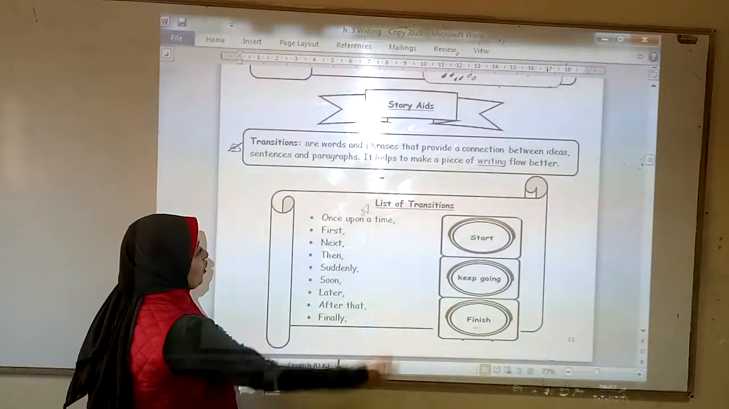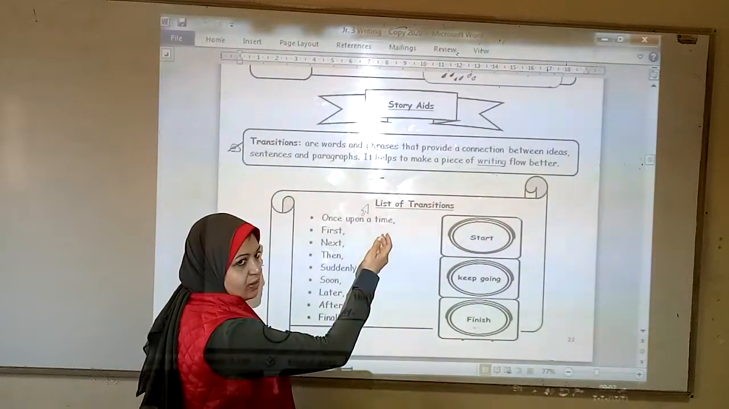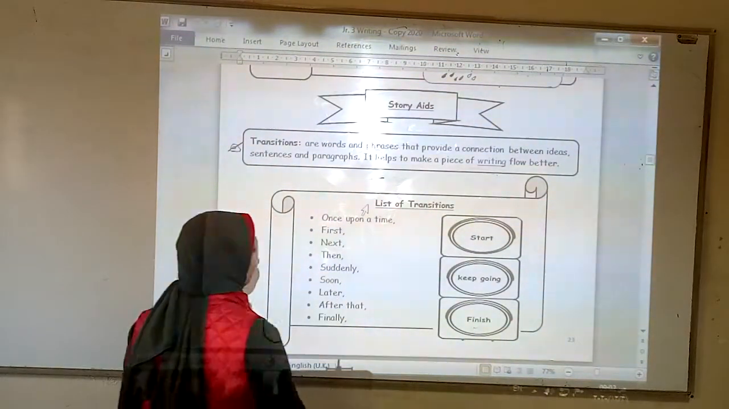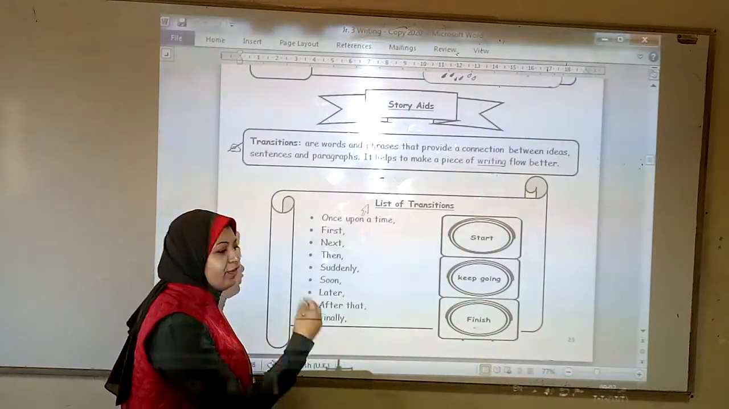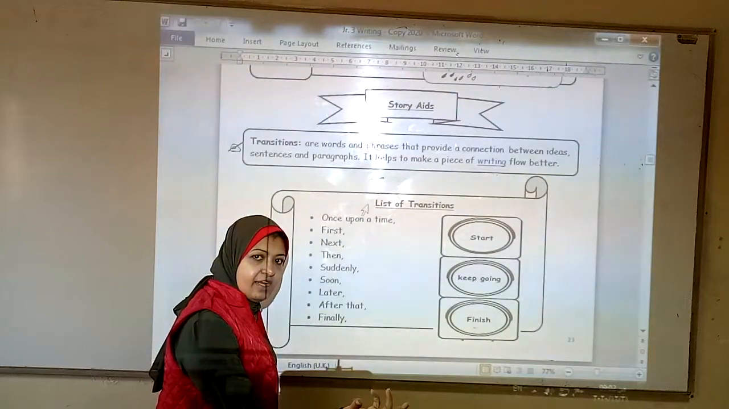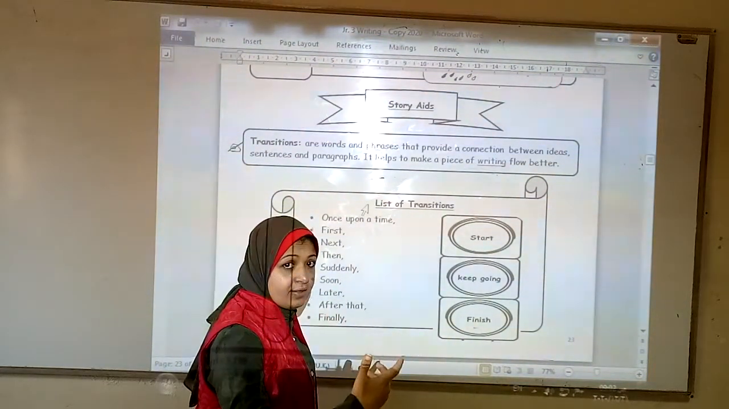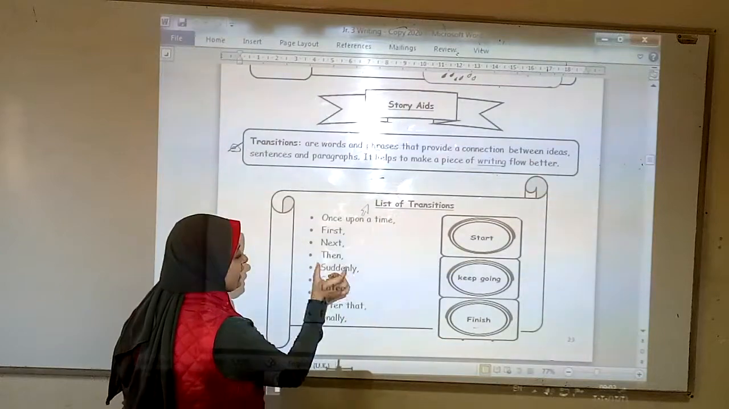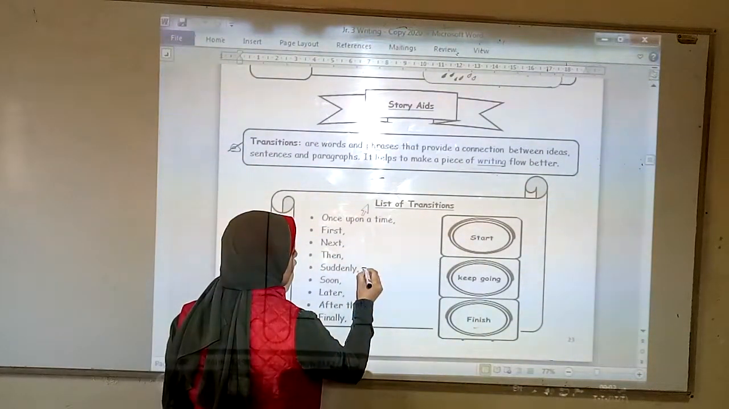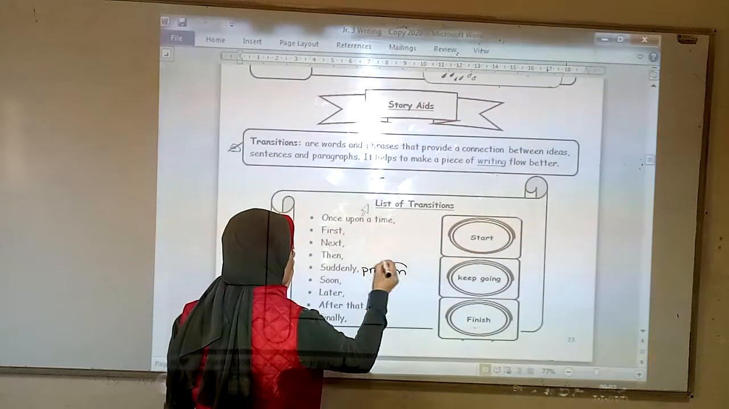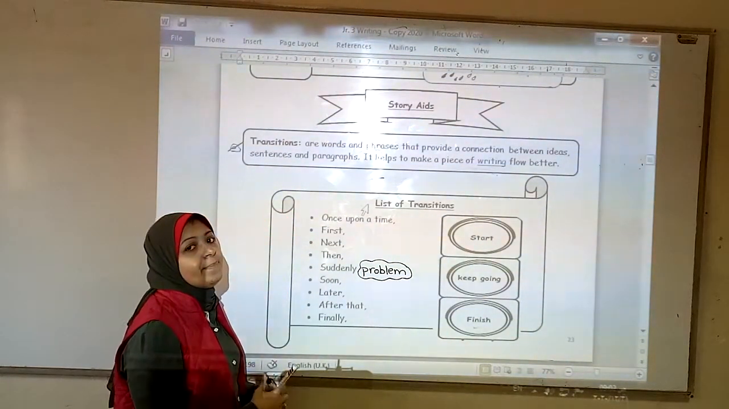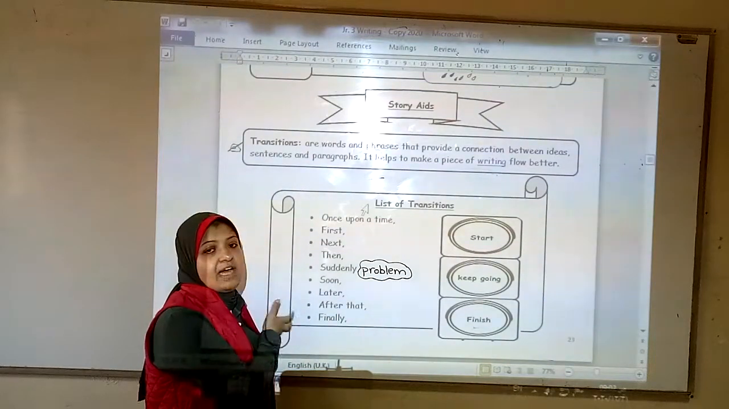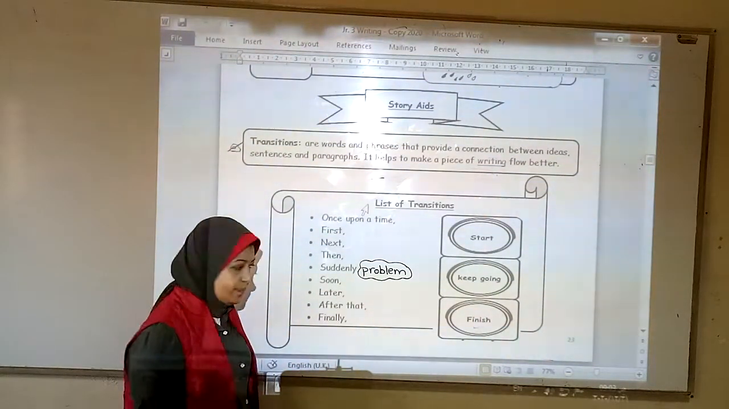We can start with once upon a time, as you can see, this is at the beginning in the first paragraph, or one day, one school day, one summer day, as I told you. Then in the second paragraph, we are going to start with first, the first things that you have done. How did you get ready? How did you get prepared for that day? Next, what happened? Then, suddenly, problem. You must remember, suddenly, problem. When I use suddenly, I'm going to spot the problem that we are going to face in this story.